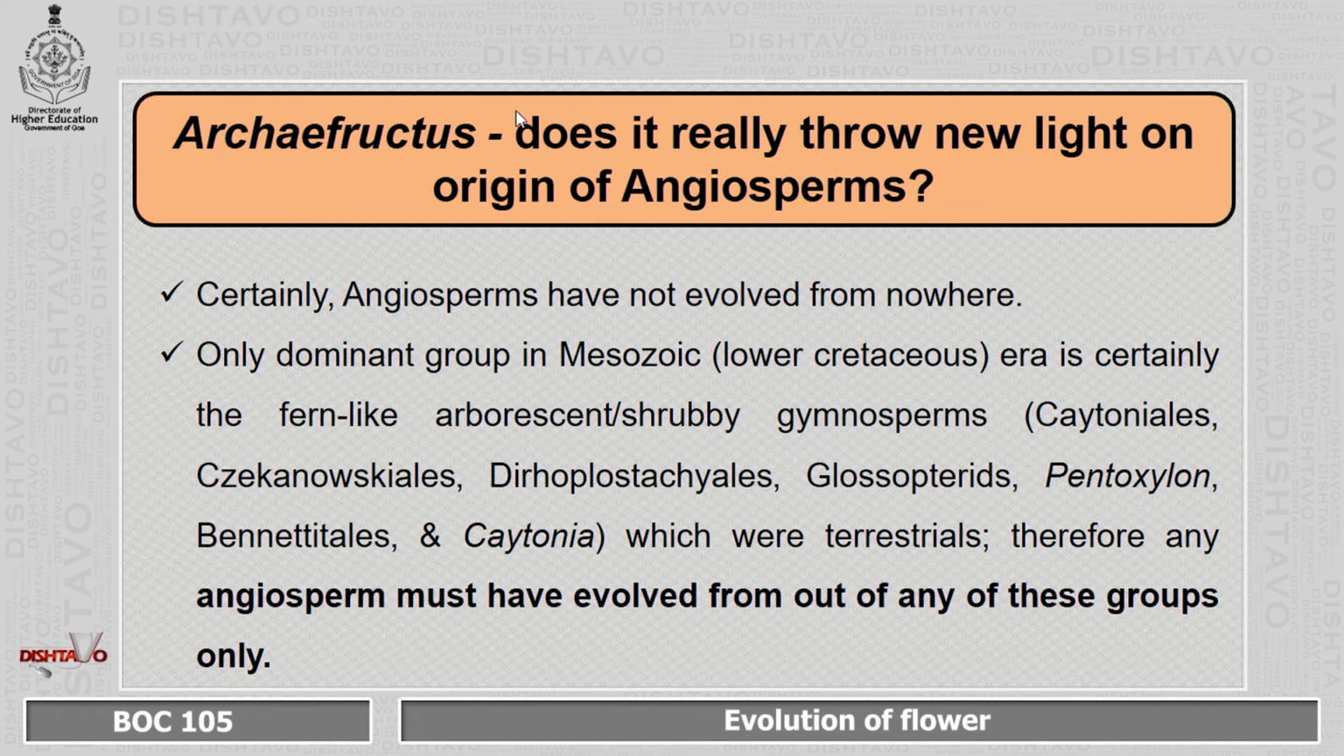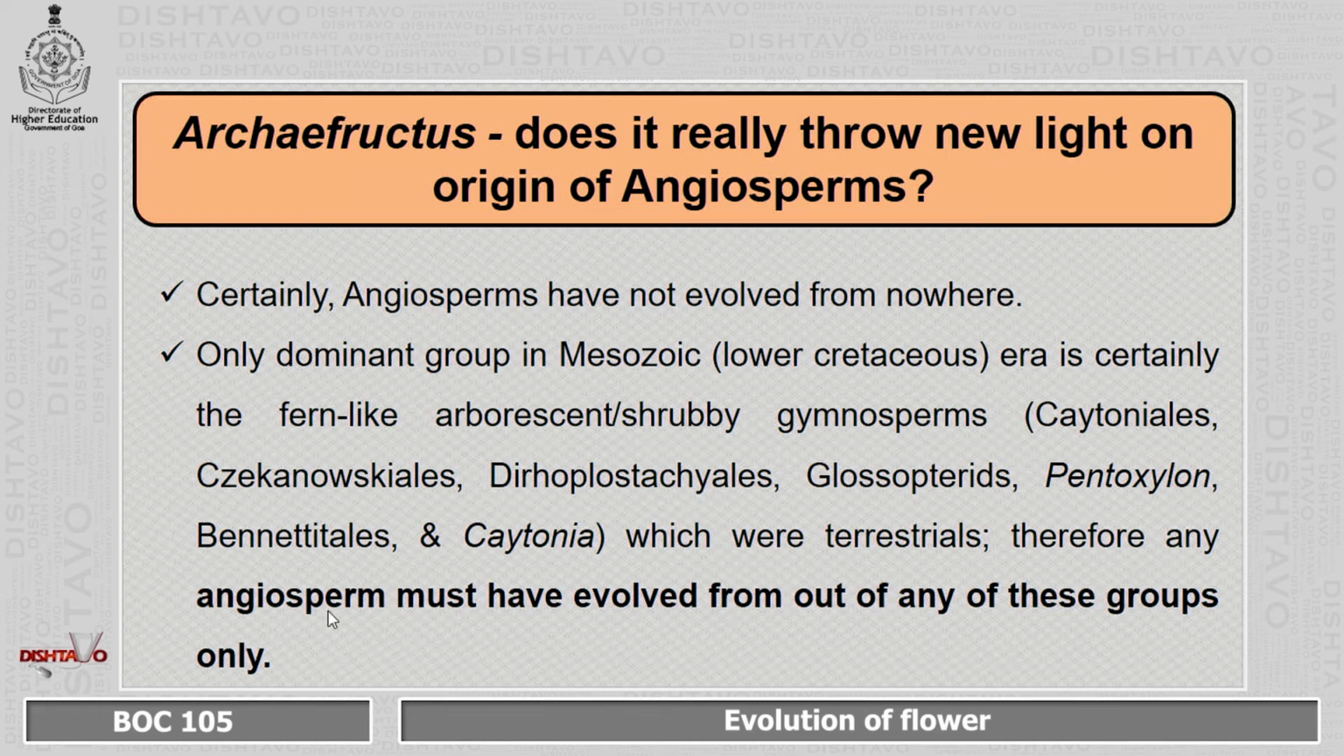Archaefructus, does it really throw new light on the origin of angiosperms? Certainly, angiosperms may not have evolved from nowhere. If we talk about the current data, gymnosperms were the only dominant group in the Mesozoic era. Mesozoic is basically the era of gymnosperms, wherein the fern-like arborescent shrubby gymnosperms, that is Cycadales, Caytoniales, Peltaspermales, Glossopterids, Pentoxylon, Bennettitales and Gnetales, were terrestrial.